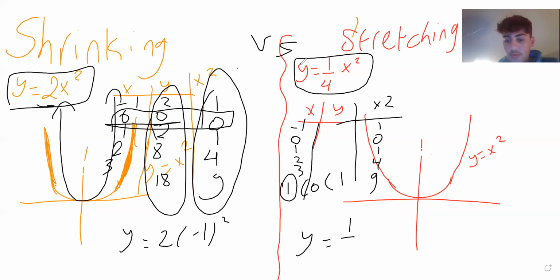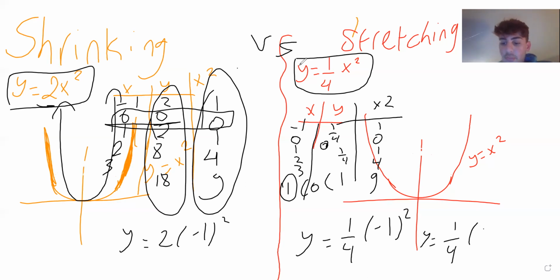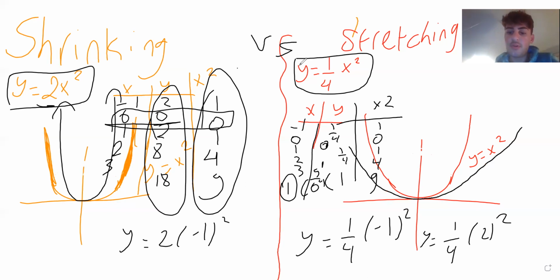y equals 1 over 4 times (-1) squared. That's going to be 1 over 4. It's going to be 0. That's going to be 1 over 4. And then 2 squared is going to give 1. We finally reach 1 at 2, you can see. And then 3 is going to be 9 over 4. So as you can tell, this graph is not really going up as much in the y direction and will therefore be much wider in a way. So that's the difference between stretching and shrinking. Have a good day and thank you.